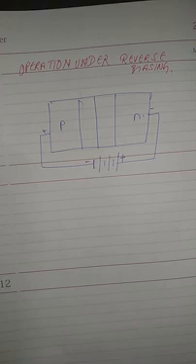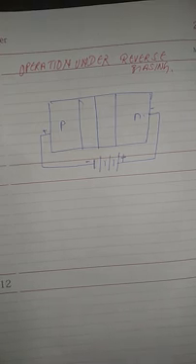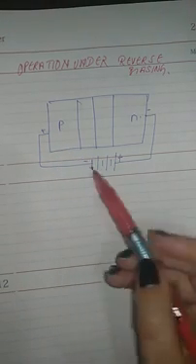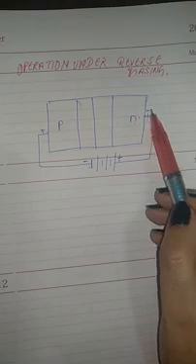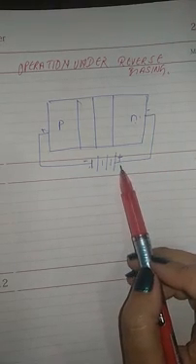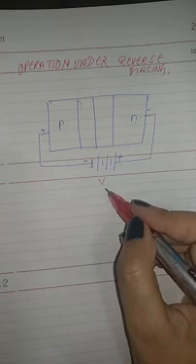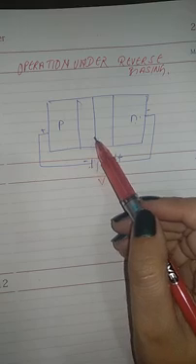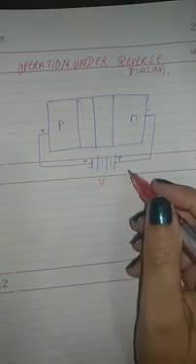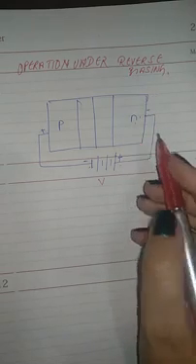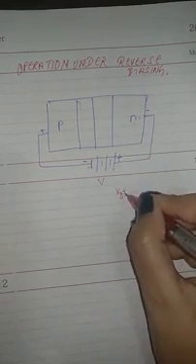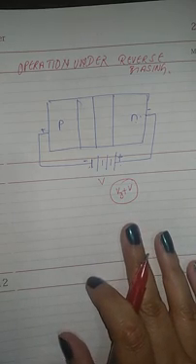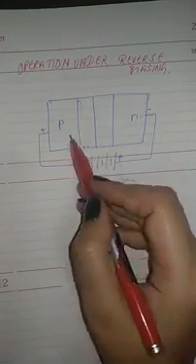Next, we'll discuss operation under reverse biasing. In reverse biasing, the P side, which is positive, is connected to the negative side, and the N side, which is negative, is connected to the positive side. Now when an external voltage V is applied, the barrier height will not decrease; in reverse biasing the barrier height will increase by this factor. The depletion region width also increases.